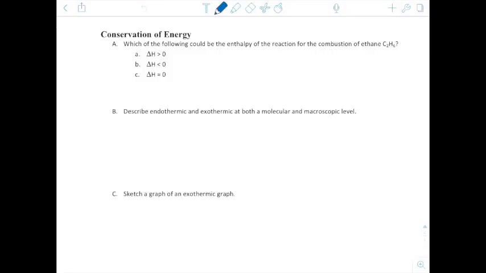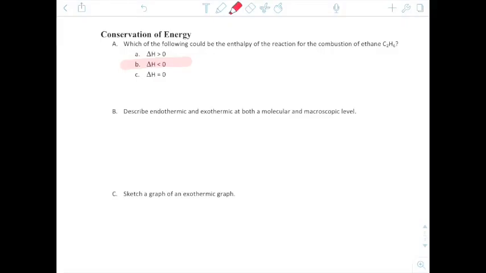Moving on to the conservation of energy, it says which of the following could be the enthalpy of reaction for the combustion of C2H6, which is ethane. And so when we talk about a combustion reaction, there's a large amount of heat that is given off from a combustion reaction, and so it is going to be exothermic. And so an exothermic reaction is going to have a negative delta H value, so a delta H value that is less than 0.